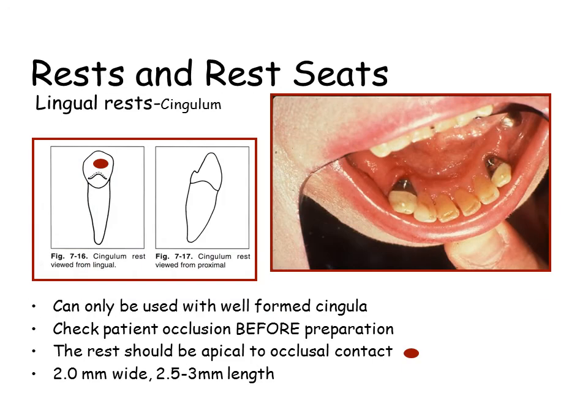Cingulum rests are typically used on maxillary canines with a prominent cingulum. A common error is failure to check the occlusion and placement of the rest too far occlusally. Always mark with articulating paper. Place the rest apical to the point of contact. The depth and width may be up to 2 mm, with a length of 2 to 3 mm. The preparation is an inverted V shape.